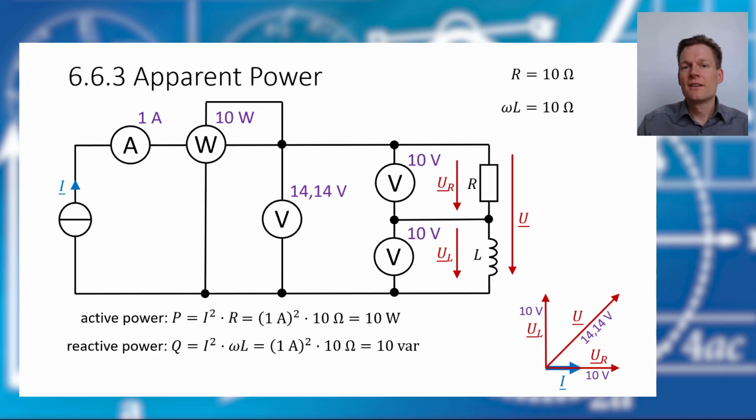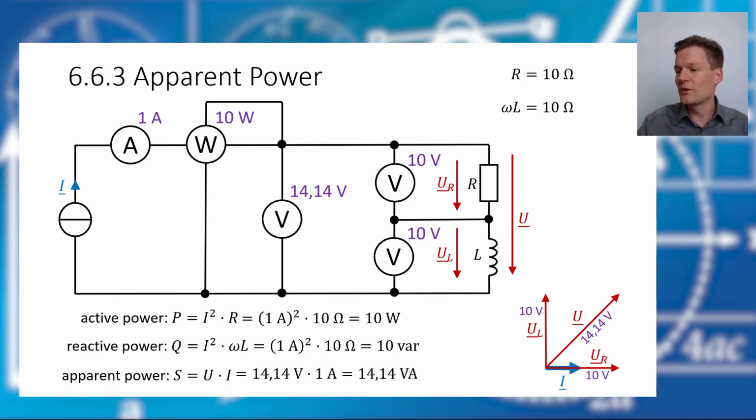And in the end, there is a so-called apparent power, and this is just the multiplication of the total voltage drop and the total current. So in this case, it would be 14.14 volts times 1 ampere, so it is 14.14, and the unit for the apparent power is volt ampere.